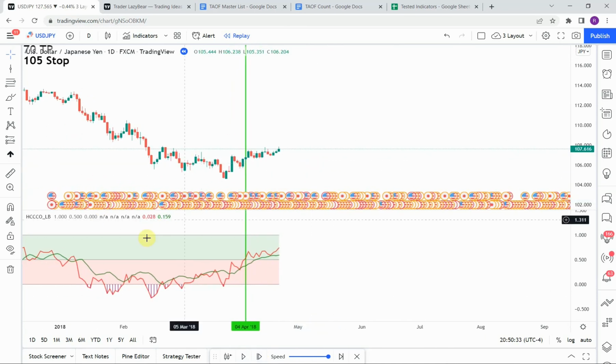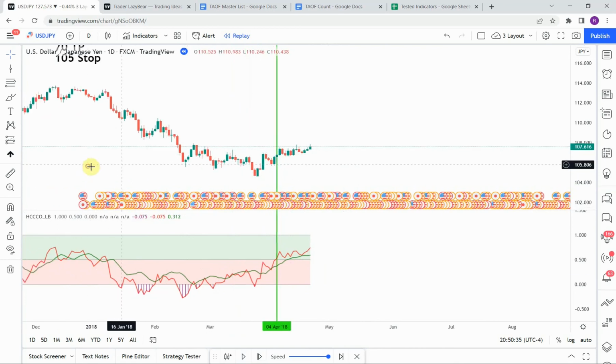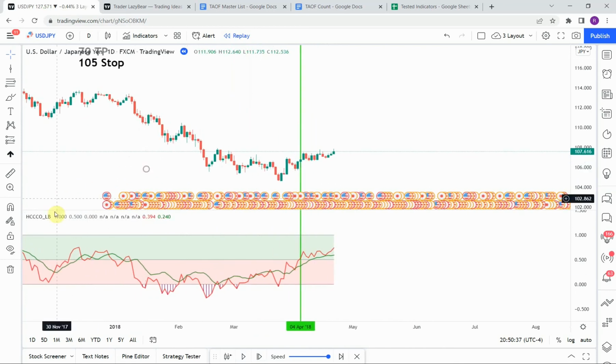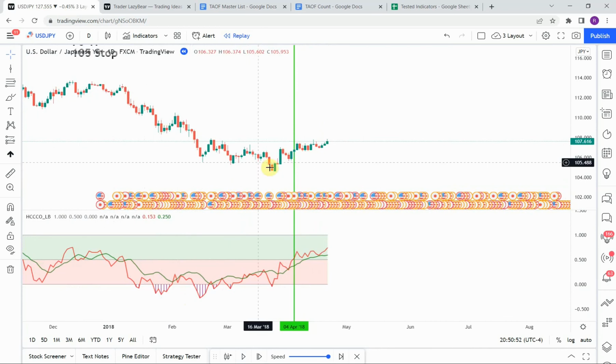All right, so the first signal that we picked up was a long signal. You can see the methodology behind what we're doing, this particular way of testing the indicator. We see that the oscillating line comes down and gets into this oversold area, but just because it's in the oversold area does not mean that the downtrend is necessarily over.